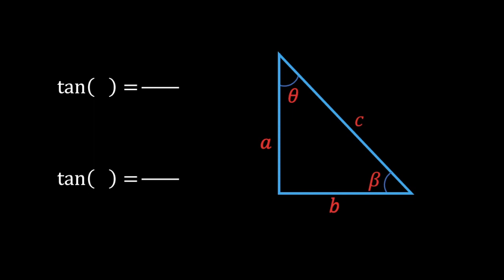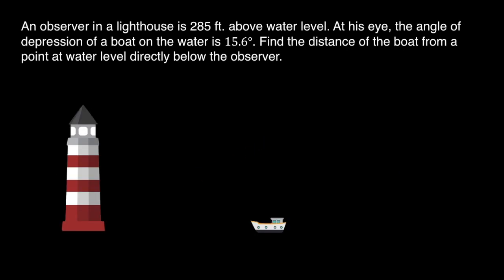Most of the time, in solving problems involving angles of elevation and depression, we will use the tangent function. We remember that the tangent of a particular angle is equal to its opposite over its adjacent. For instance, in this triangle, tangent of beta is equal to its opposite, A, divided by its adjacent, B. On the other hand, tangent of theta is equal to its opposite, B, over its adjacent, A. Let us now solve some problems involving angles of elevation and depression.